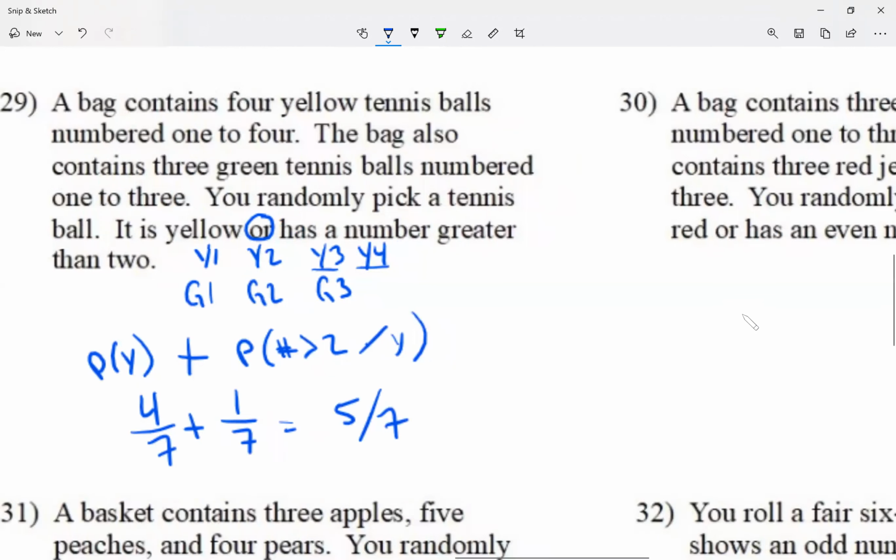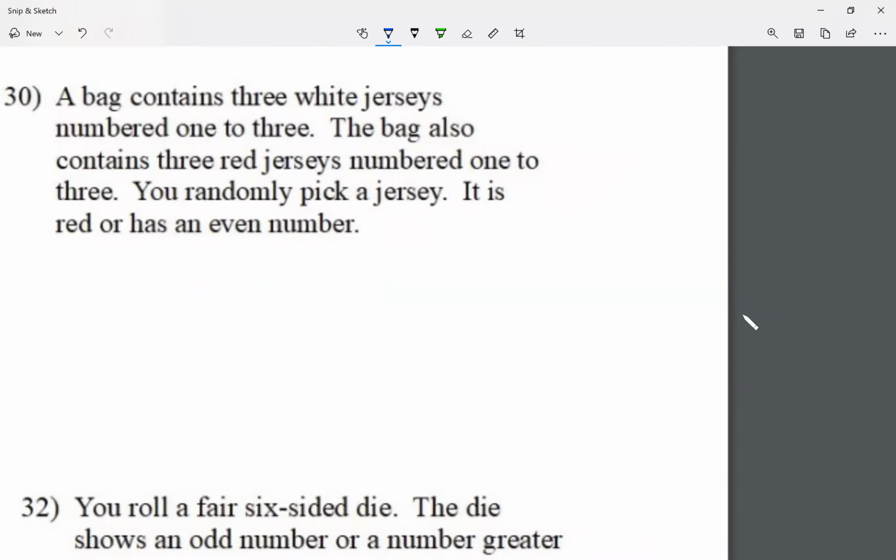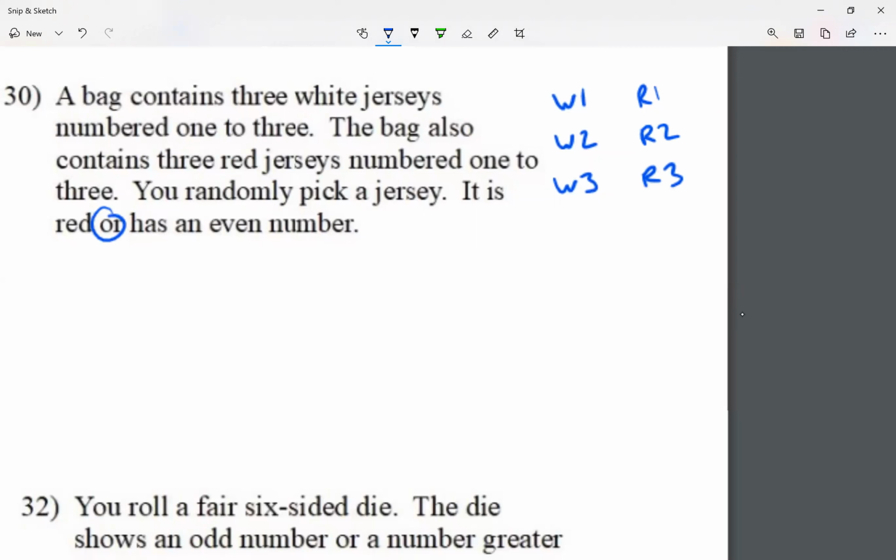Take a look at number 30. There's a bag that contains 3 white jerseys, numbers 1, 2, 3. So let's say white 1, white 2, white 3. The bag also contains 3 red jerseys, numbers 1, 2, 3. So red 1, red 2, red 3. You randomly pick a jersey. It is red or has an even number. So first I'm going to see what's the probability that I get a red jersey, plus, because it's or. Now even. Can I pick a red jersey and even?